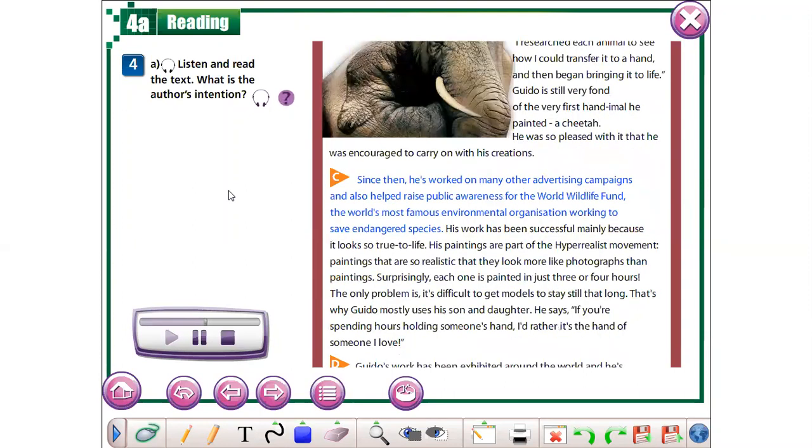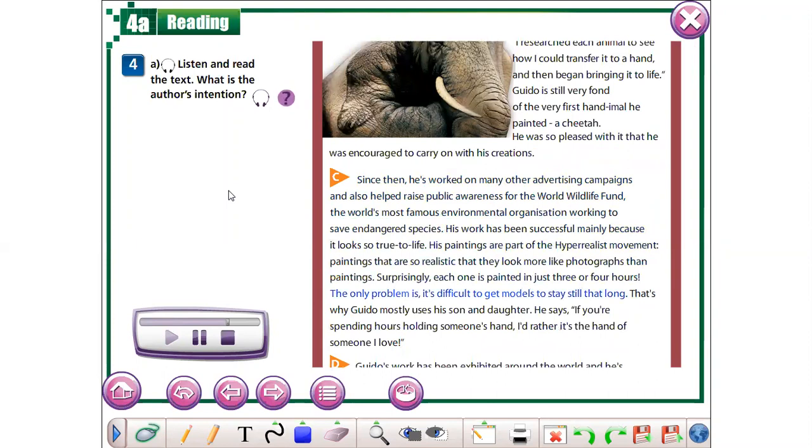Since then, he's worked on many other advertising campaigns and also helped raise public awareness for the World Wildlife Fund, the world's most famous environmental organization working to save endangered species. His work has been successful mainly because it looks so true to life. His paintings are part of the hyper-realist movement: paintings that are so realistic that they look more like photographs than paintings. Surprisingly, each one is painted in just 3 or 4 hours.